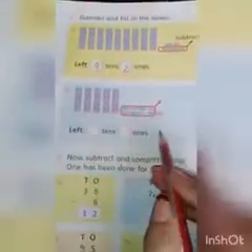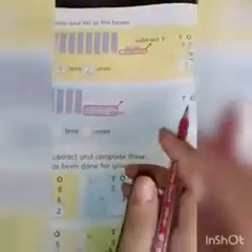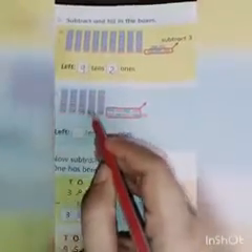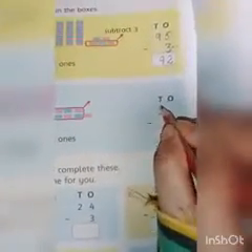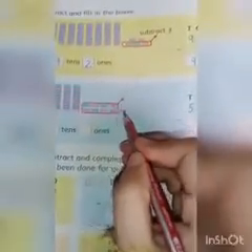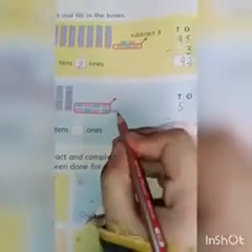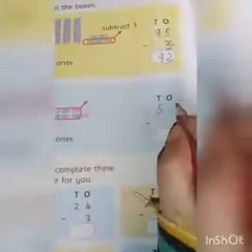Here we have point B. At point B, here we have some tens and ones. We are going to count them and write here. 1, 2, 3, 4 and 5. 5 tens. We are going to write 5 over here. Then 1, 2, 3, 4, 5, 6, 7, 8 and 9. Here we have 9 ones. We are going to write 9 over here.